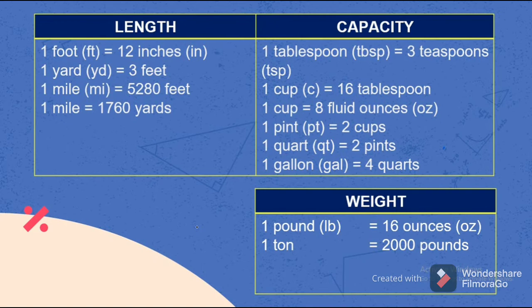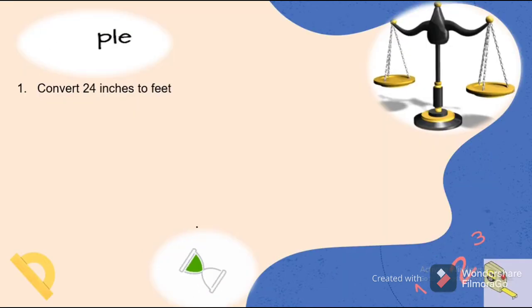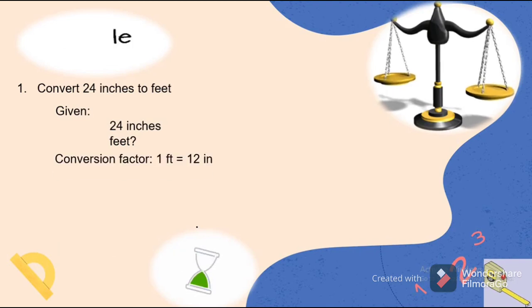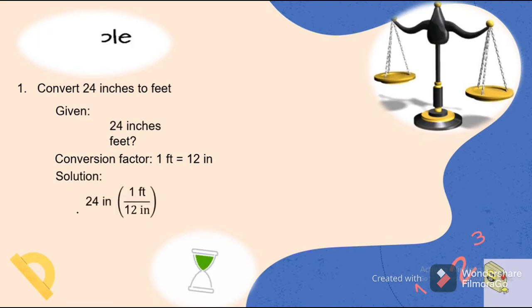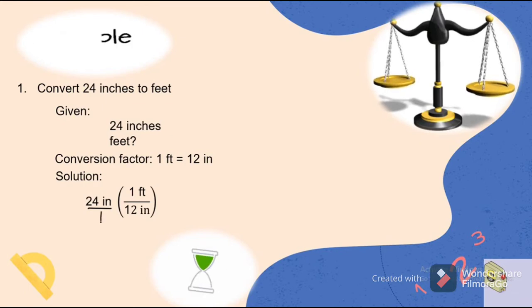Okay, let's work on an example. Convert 24 inches to feet. So let's start with the given. We have 24 inches and we need to convert 24 inches to feet. So for the conversion factor, we will use 1 foot is equal to 12 inches. So for the solution, we have 24 inches over 1 multiplied by a fraction, 1 foot over 12 inches, then cancel out inches.